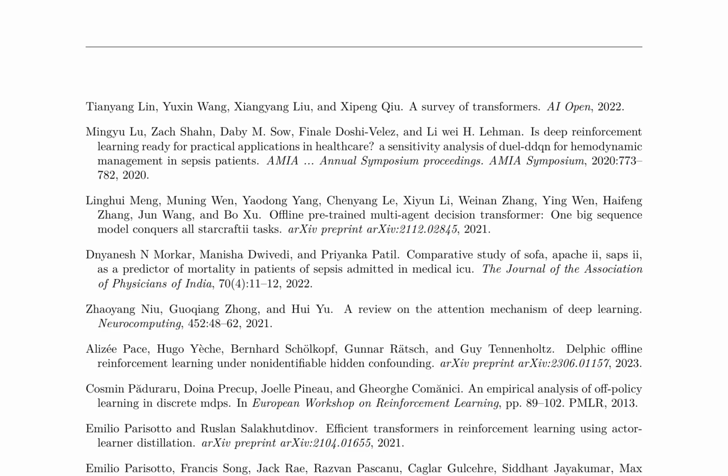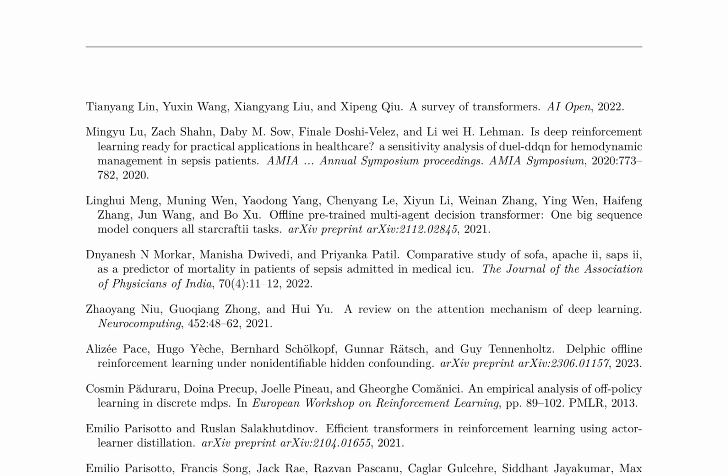This section of the research paper delves into a comprehensive overview of various transformer models and their applications in reinforcement learning, particularly focusing on healthcare scenarios such as sepsis treatment. Citing numerous studies, the authors demonstrate how transformers have been utilized to enhance language understanding and decision-making processes in complex environments. The paper begins by referencing Tianyang Lin et al.'s 2022 survey on transformers, which provides an in-depth analysis of these models' capabilities and limitations.